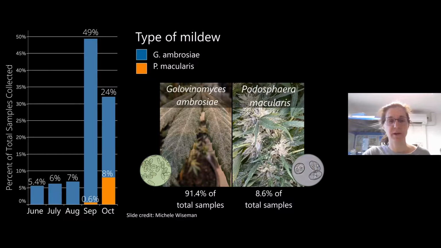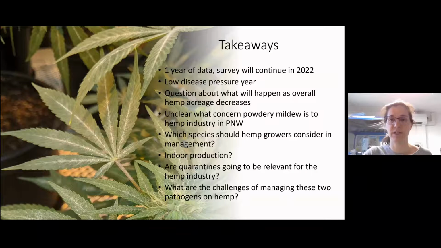And I think that if we look at all of this collectively, just looking at these takeaways here, it's just important to recognize that we have 1 year of data. These surveys will continue. And this year was especially hot and especially dry, which means a low pressure year for disease for powdery mildew. And I think that we have a lot of ongoing questions about what will happen as hemp acreage decreases in the state.